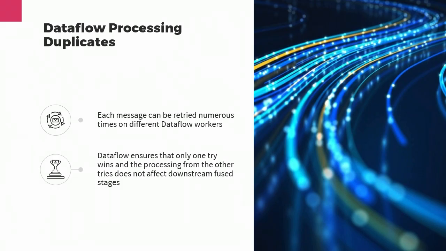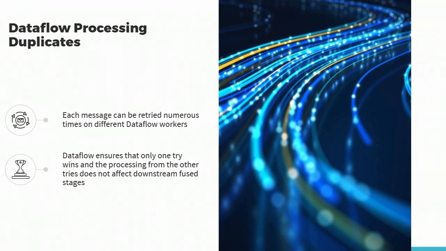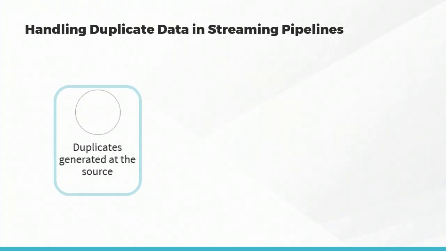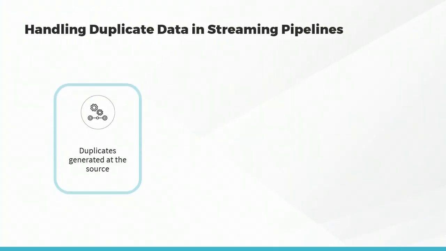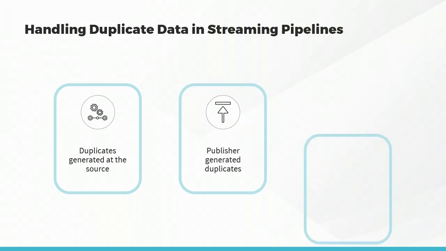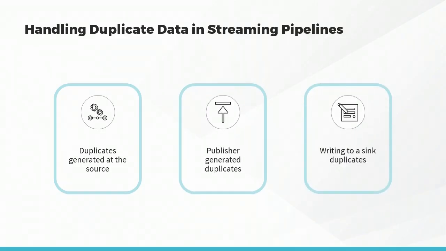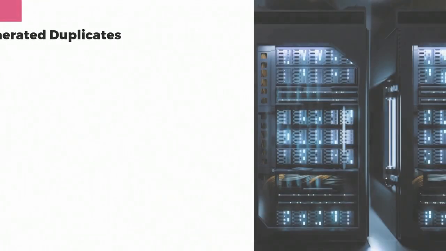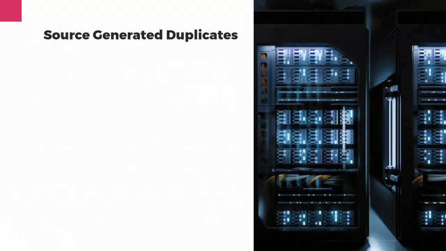Now, there are certain situations where Dataflow is great. It can handle some of the duplicates, but there are other situations where the developers need to handle the duplicates themselves. One of them is that the duplicates could be generated at the source. Another one is that the publisher could be generating duplicates themselves, or we could be writing to a sink that includes duplicates. And so there are ways that we can handle these situations.